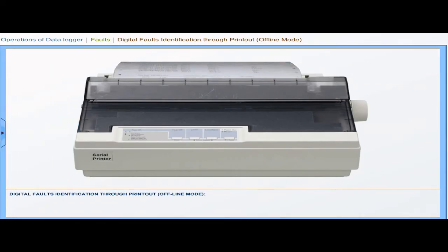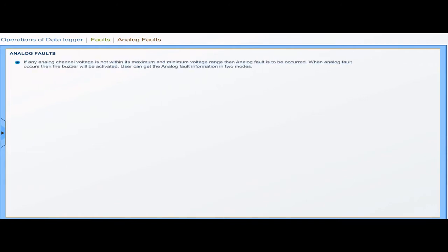Digital faults identification through printout in offline mode. Follow the similar procedure to get the printout of digital faults in offline mode as explained in the digital module. Analog faults. If any analog channel voltage is not within its maximum and minimum voltage range, then an analog fault is to be occurred. When an analog fault occurs, the buzzer will be activated.